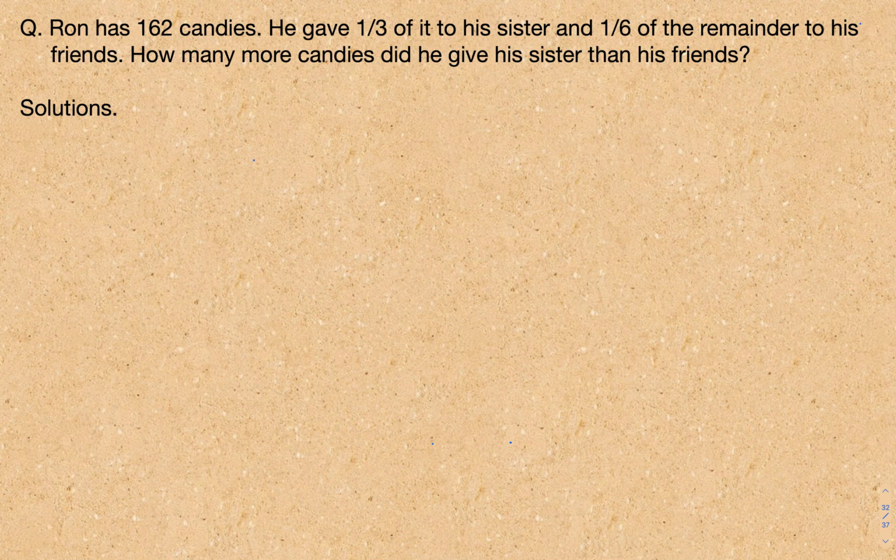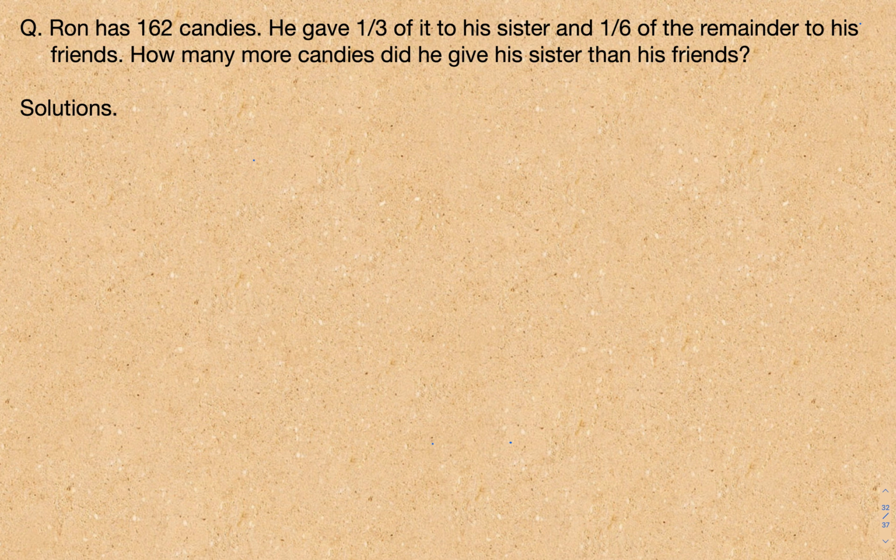So let's do another word problem on fraction. Let's start with reading the question first. Ron has 162 candies. He gave 1 by 3 of it to his sister and 1 by 6 of the remainder to his friends. How many more candies did he give his sister than his friends?